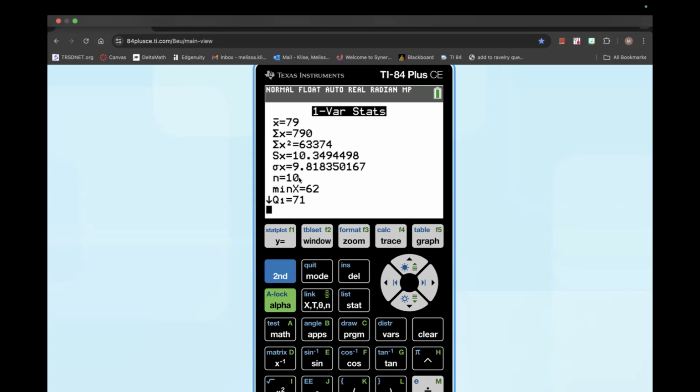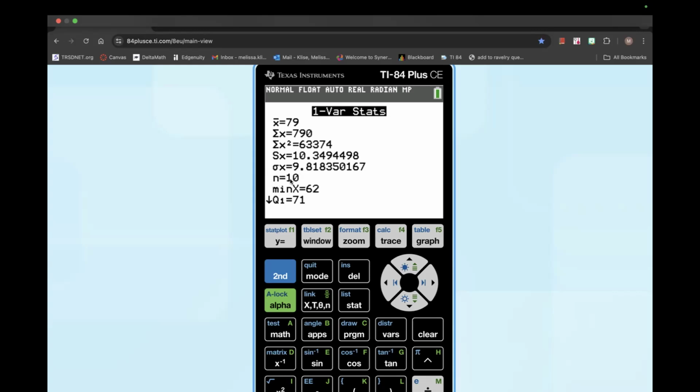So when you say 10 is our unit or our value, that's rounding up from 9.8, correct? No, the 10 tells us how many data values we have. Oh, that's what 10 is. I see, I see.